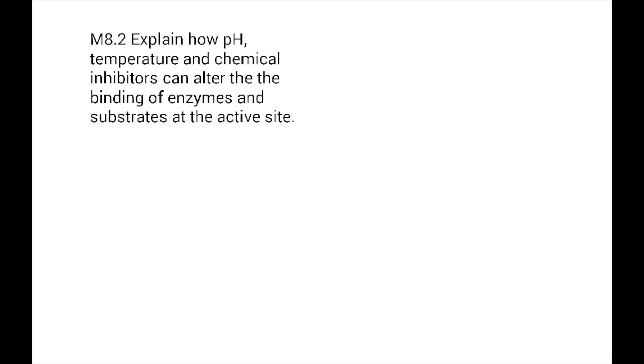So I'm just going to create a new slide, just after I explain that this is all about how pH, temperature, and chemical inhibitors can alter the binding of enzyme and substrates at the active site. We really have 3, but I like to think of 4 or even 5 factors that can affect enzyme activity and how quickly or slowly the reaction rate happens. And I remember it by using this.